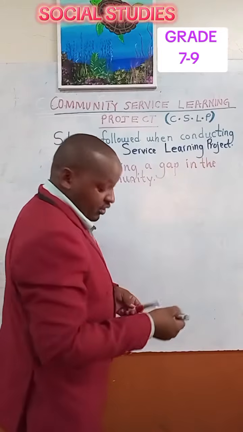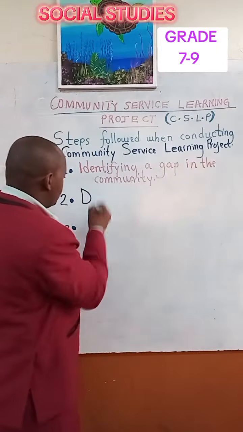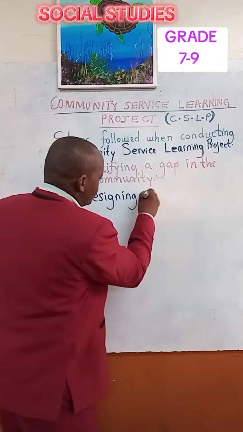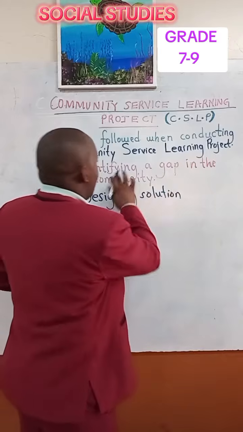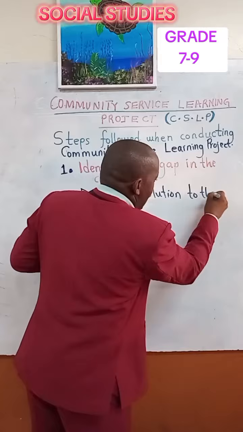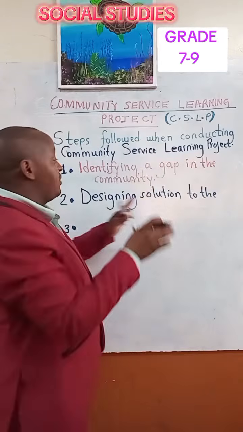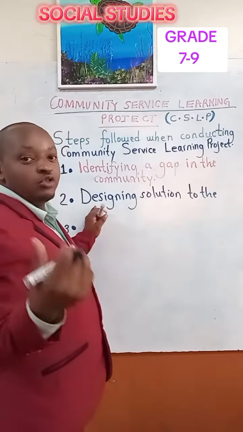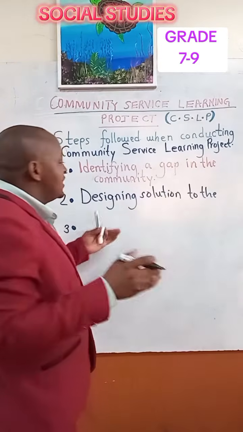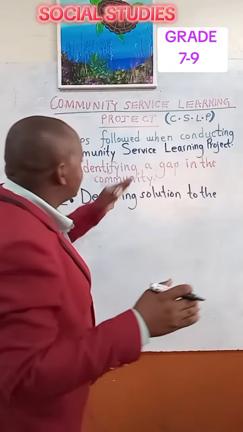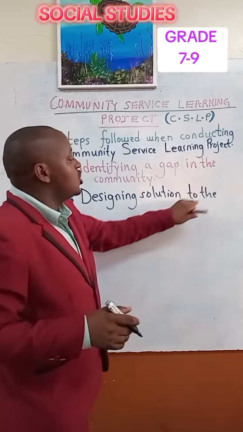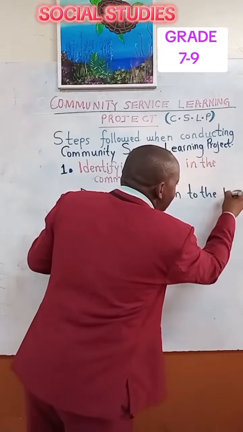Designing solution. Number 2 is designing solution to the identified gap, or to the problem. Remember, you have identified a gap in the community, and now you go back with your group members, and you start designing the most suitable solution to that gap in the community. So designing solutions to the identified gap.